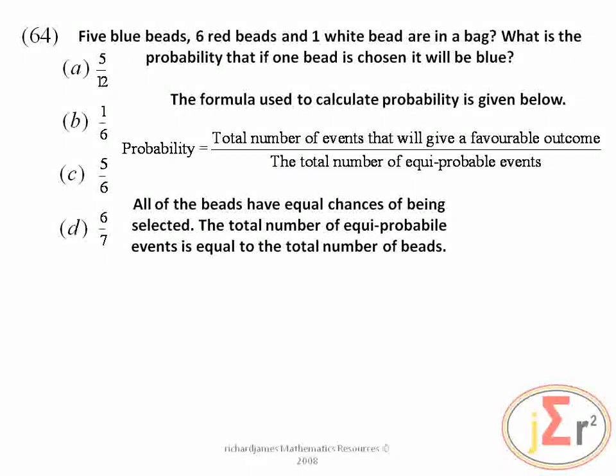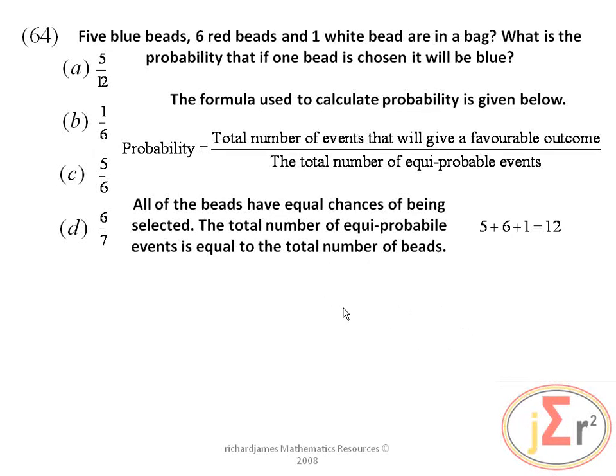All of the beads have equal chances of being selected. So the total number of equiprobable events is equal to the total number of beads. So each bead has an equal opportunity of being selected. So the equiprobable events will be the total number of the beads. And we have them 5 plus 6 plus 1. And that is equal to 12.